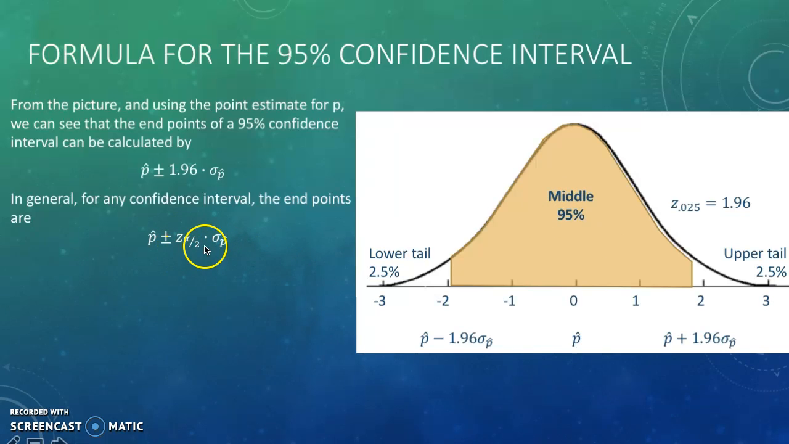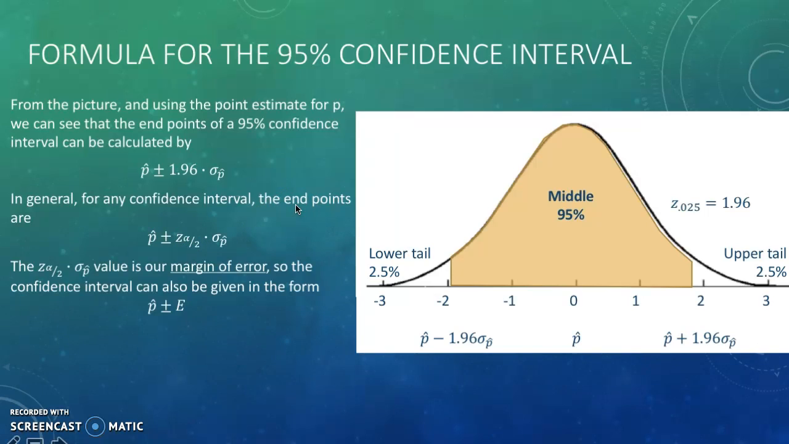That is just the z value for 95% confidence. When I calculate my z value based on my level of confidence, I'm going to replace that 1.96 with a more general form. That calculation, the critical value times the standard deviation, we call our margin of error. That's basically the amount of wiggle room that we need to have that level of confidence.